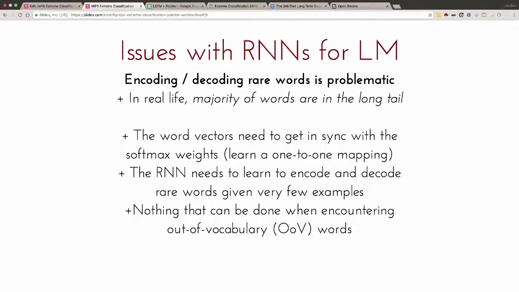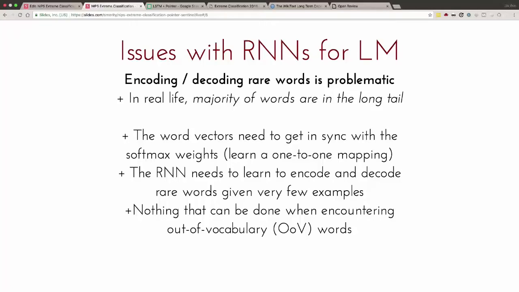And the third one, and the main thing that I'm really attending to in this work, is that encoding and decoding rare words is still highly problematic. And in real life, the majority of the words that we're interested in are in the long tail. If you can get a sentence that's primarily going to work, but say misses the name of the person that the article is about, that's really not a good use case for most people.